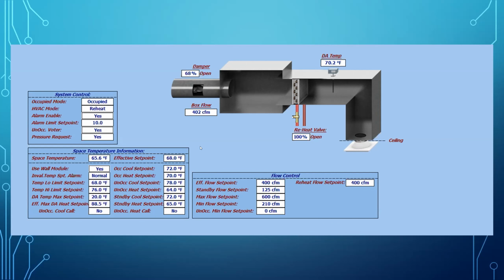Let's make sure that the complaint is real. Let's look at our room temperature versus the set point. Because as Michael suggested, maybe the set point is just turned down too low. Currently, our set point is 68, and our room temperature, our space temperature, is 65.5. So it is getting a little bit cool in there.